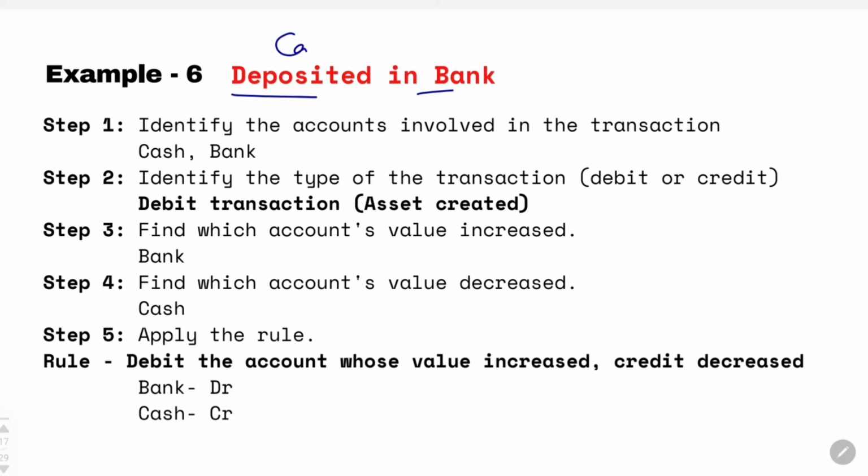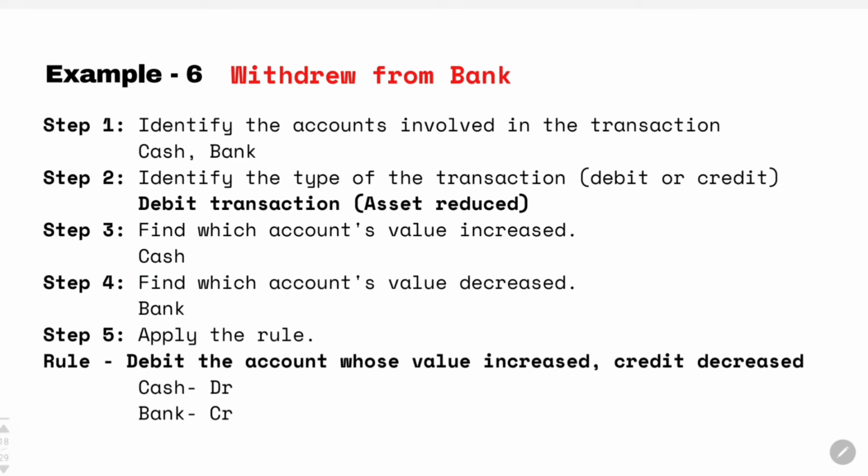So definitely cash and bank are the two accounts. It is an asset creation for me. So it is a debit transaction. Now, whose value increased? Whatever bank is holding for me increased. So bank is the account whose value increased. Naturally, the other one will be cash. Now, what is the rule? Debit the account whose value increased, credit if it is decreasing. Then bank debit, cash credit.